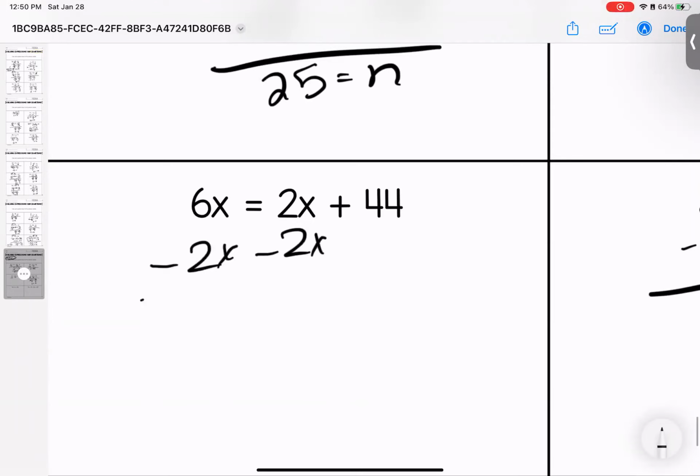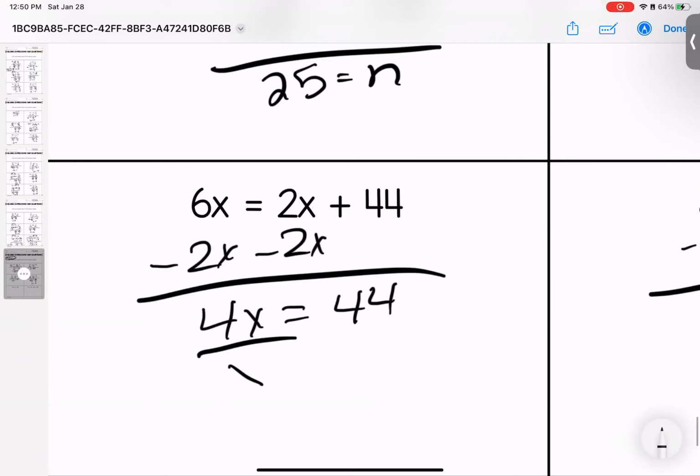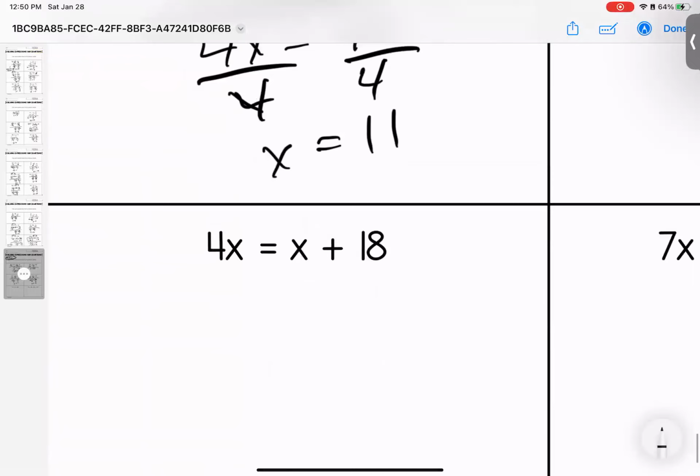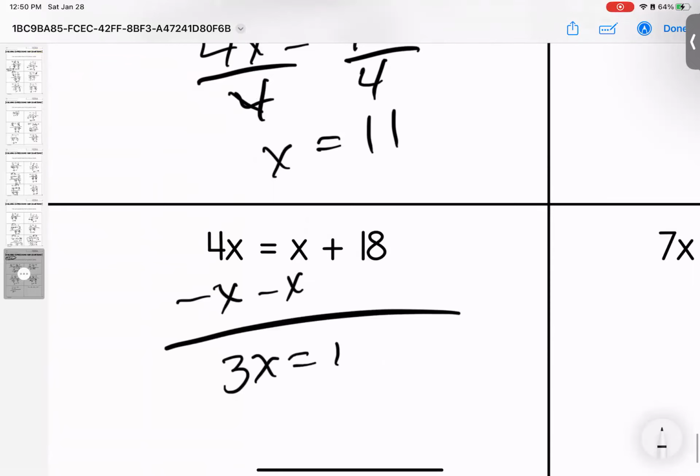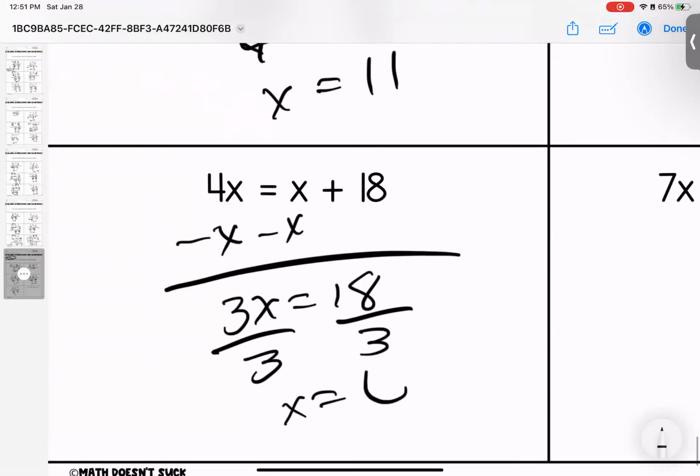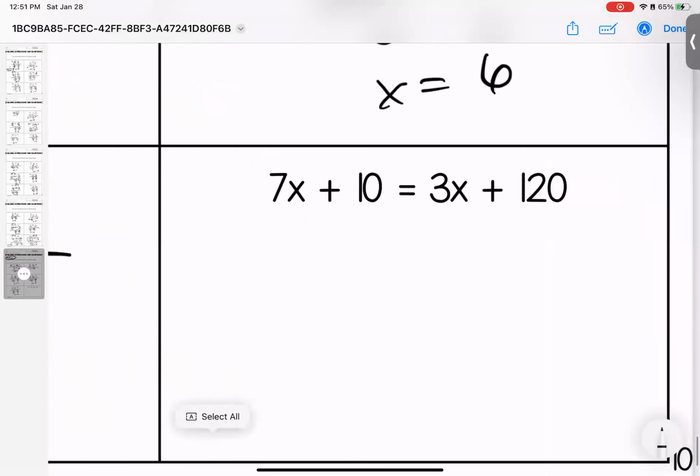Kicking that 2x over. 4x equals 44. Sticky numbers. Divide them. X is equal to 11. Over here, we're going to get rid of the ones. We have 3x is equal to 18. Sticky numbers. X is equal to 6. And then our last one, I'm going to take my 3x. I'm going to kick it over here.